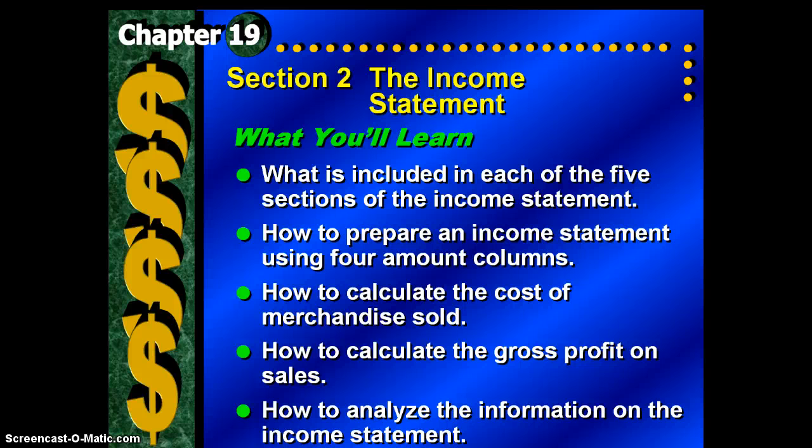What we're going to learn in Chapter 19, Section 2 is what is included in each of the 5 sections of the income statement. We're going to talk about how to prepare an income statement using 4 amount columns. We're going to talk about how to calculate the cost of merchandise sold and how to calculate the gross profit on sales. We'll wait till another section to talk about how to analyze the information on the income statement.